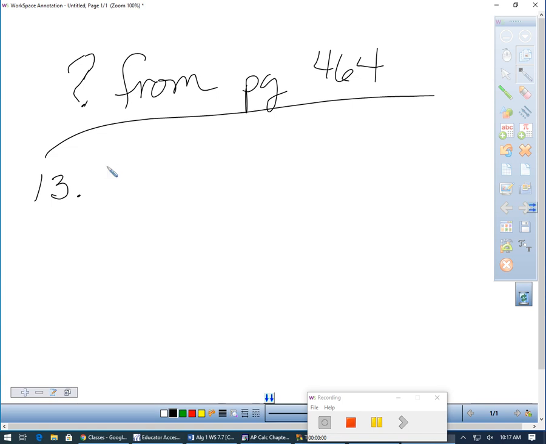Okay? In number 13, it starts by saying the number of students enrolled at the college is 15,000. So we have 15,000 kids to begin with. And it grows by 4% each year. Alright? That's the information they start with.